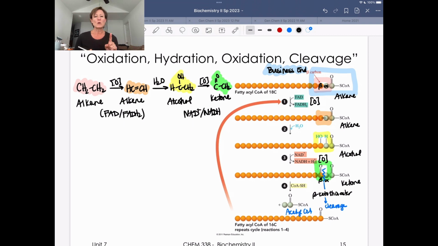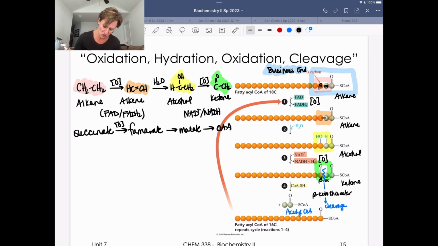And I want to remind us that we have a homologue of this. We saw alkane, alkene, alcohol, ketone when we talked about succinate being converted to fumarate, being converted to malate, being converted to oxaloacetate. Again, oxidation, hydration, oxidation. So a beautiful homologue that we have here is in the citric acid cycle. That second half of the citric acid cycle was essential for regenerating oxaloacetate to continue that pathway.